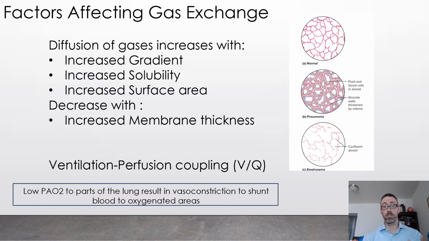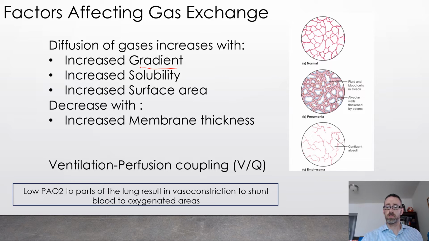So, general properties of diffusion: things that will affect gases' ability to diffuse. First off, if there is an increase in gradient, which is what we spoke about, so if I increase the partial pressure gradient, I increase the driving force of the gas to move down that gradient. The solubility: how soluble is it? Those are two factors we've already spoken about. If I increase the solubility of a gas, then more of it can actually dissolve into the solution or diffuse. Then there's increased surface area.